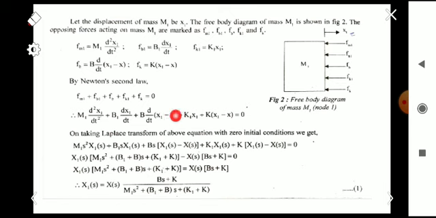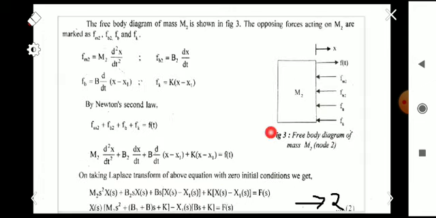and we are taking the Laplace transform of all the equations. You know that the Laplace transform of the first term will be m1 s squared X1(s). Like that we are finding the Laplace transform, rearranging that, and from that we are finding the equation for X1(s) like this. And we are denoting it as equation 1.